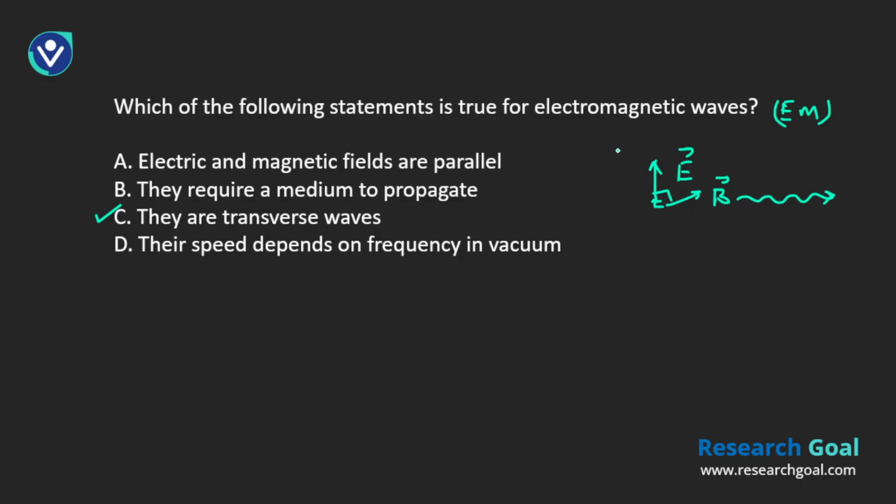Let's understand why the others are not correct. Option A, the electric and magnetic fields are perpendicular, not parallel, so that is incorrect. Option B, they require a medium to propagate. They can travel in vacuum. When it comes to EM waves, they can travel in vacuum, so no medium. Option C is correct. Option D, their speed depends on frequency. Speed in vacuum is constant, so that option is also incorrect. Based on our understanding, we know that EM waves are transverse waves.